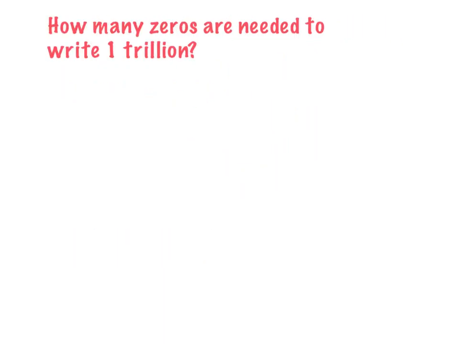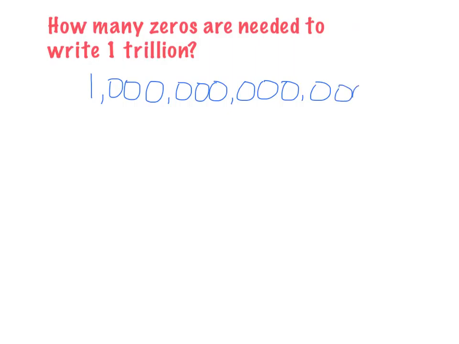Let's think about how many zeros we need to write the number 1 trillion. It's a really big number. I'm going to start by writing the number. Remember, we separate the numbers by commas to make it a little bit easier to read. But each group of these numbers, here, and here, and here, those are called periods.